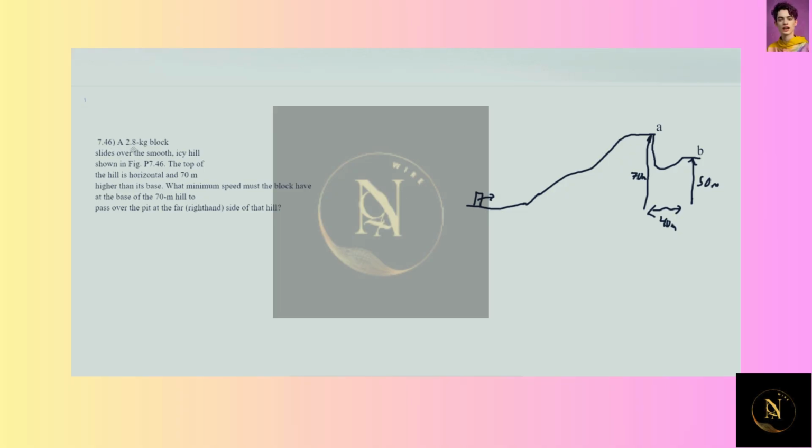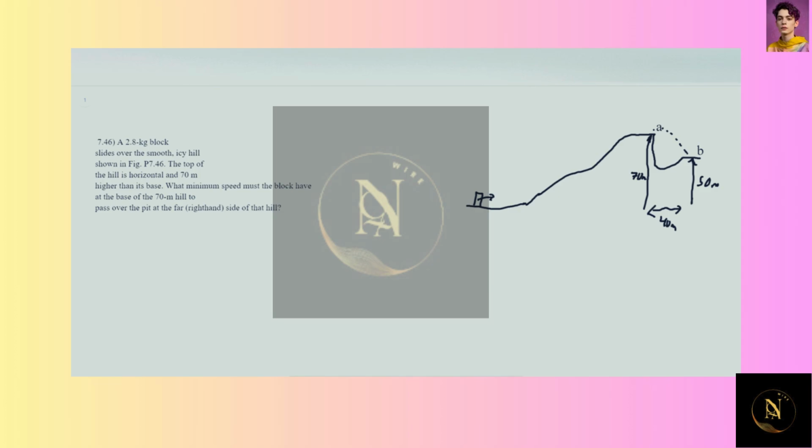Problem 746, a 2.8 kilogram block slides over a smooth, icy hill shown in figure 746. The top of the hill is horizontal and is 70 meters higher than its base. What minimum speed must the block have at the base of this hill to pass over the pit? So the pit is right here, so we're assuming that it's going to be taking a little parabolic arc as it goes down to this point here.